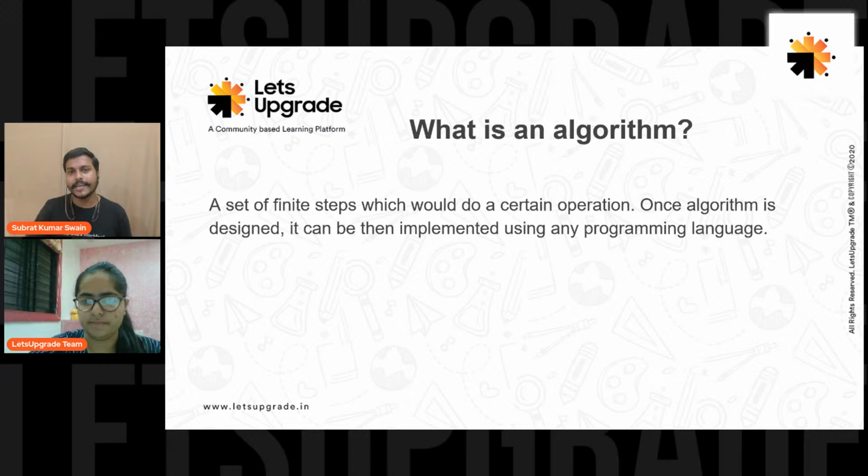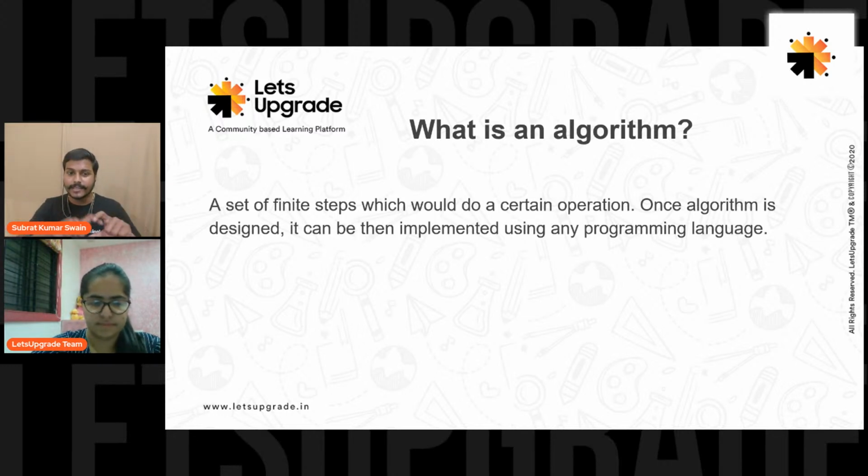If you take any example, guys, maybe preparing a tea, there is a certain number of steps to do something. Even if you want to prepare a tea, there are certain steps. You take the utensil, put in milk, boil it, then add sugar, and after that add tea leaves. So these are the steps which you follow to do a task. That is known as an algorithm. It is a set of finite steps which would do a certain operation. Got it?